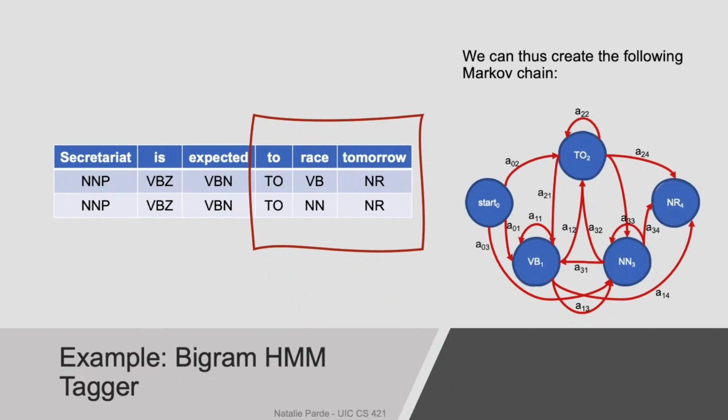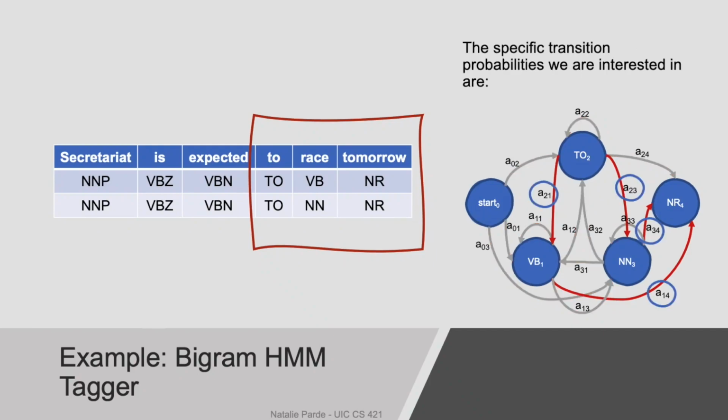We also have all the different possible transitions between those states. However, we don't quite need all of those transitions for the subsequence we're looking at. We really just need 4 of them circled here. We need the transition probability from to to verb, the transition probability from to to noun, the transition probability from verb to adverbial noun, and the transition probability from noun to adverbial noun.